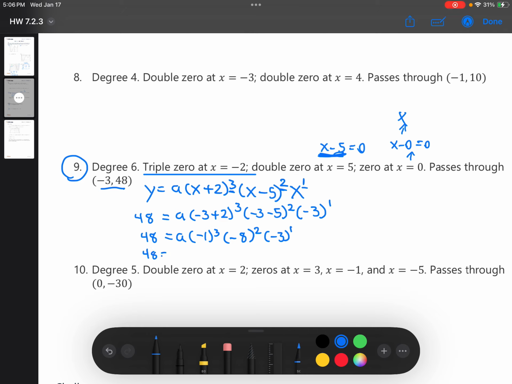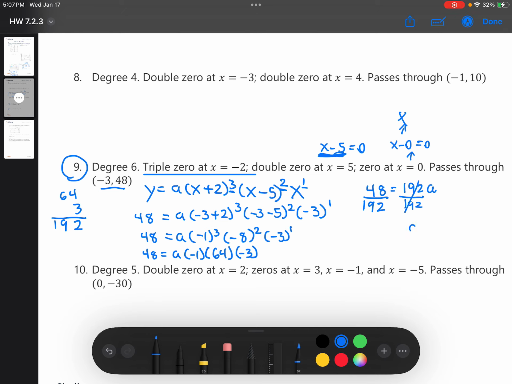So this would be a: -1 cubed is -1, -8 squared is +64, and -3 to the first would be -3. So I would have to multiply all those together. Let's see. So that would make it a +3. So really, I just need to know what 3 times 64 is. So 192, so this would be 48 is equal to 192 times a. And I would divide both sides by 192, and then I would have to reduce that fraction.